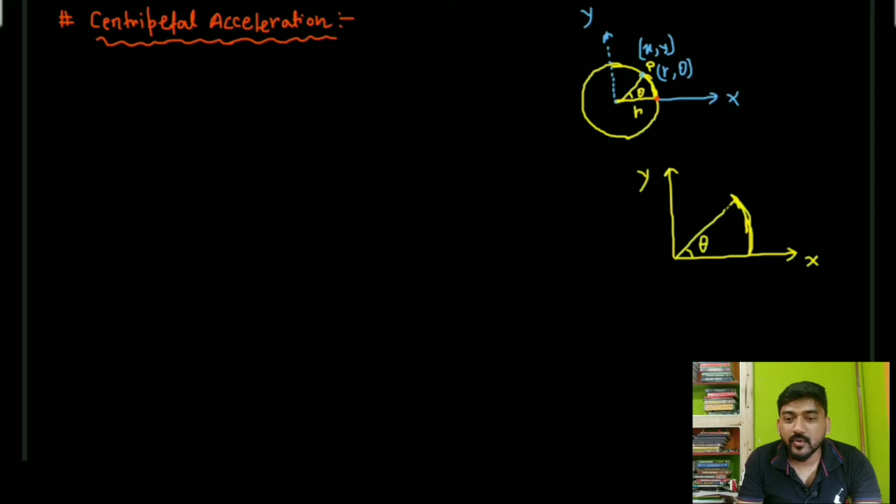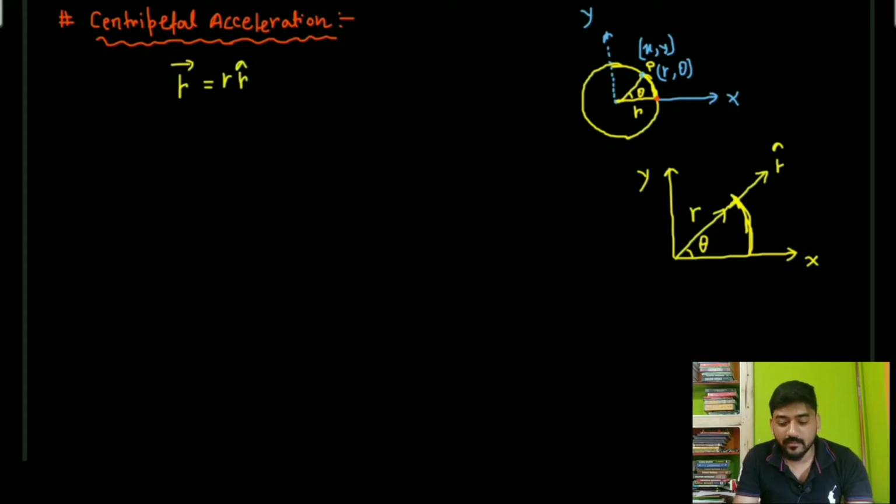So what is the position vector at this point? The position vector will be along this direction. Along this direction the unit vector is r cap, the magnitude is r. So the position vector r vector will be r times r cap. What will be the velocity of this particle? The velocity is the first time differentiation, that is dr by dt. So you can easily find the velocity.